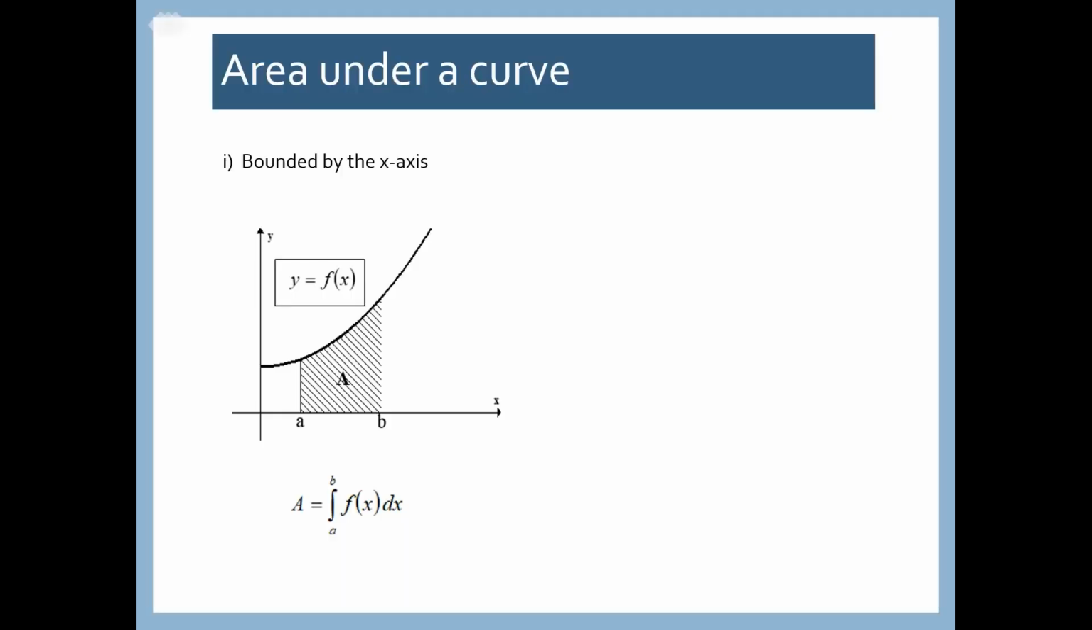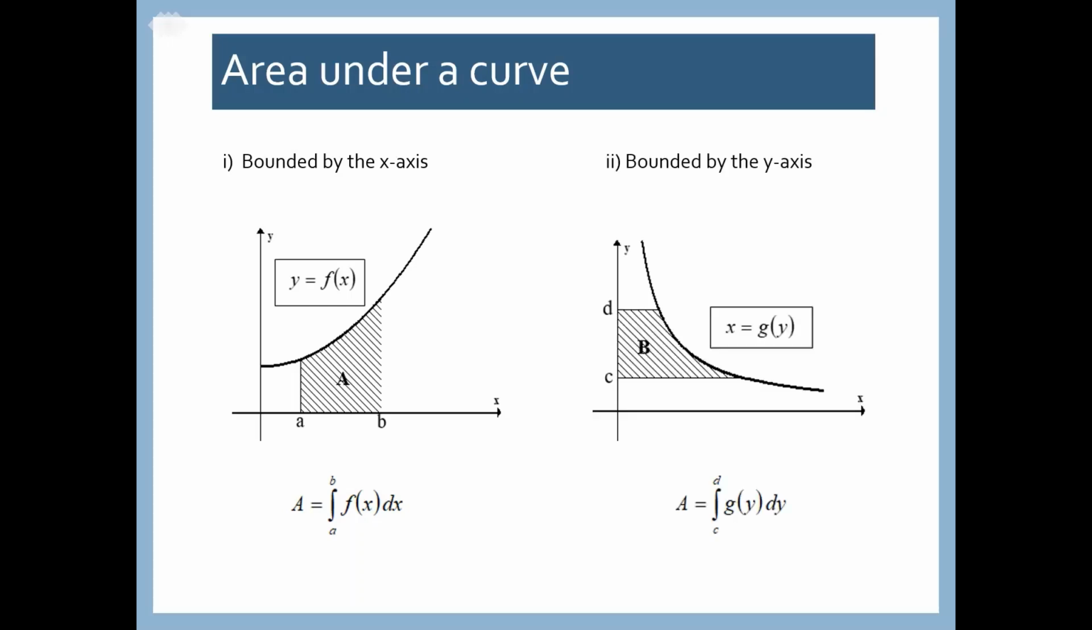The area under a curve between 2 points can be found by doing a definite integral between the given points. To find the area under the curve y equal to f(x) between x equal to a and x equal to b, integrate f(x) with respect to x between the limits of a and b. You may also be asked to find the area between the curve and the y-axis. To do this, integrate the function with respect to y between the bounded limit c, d.